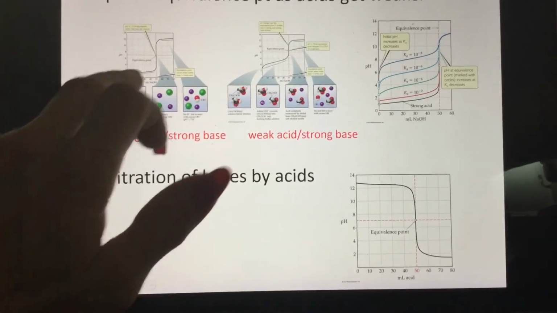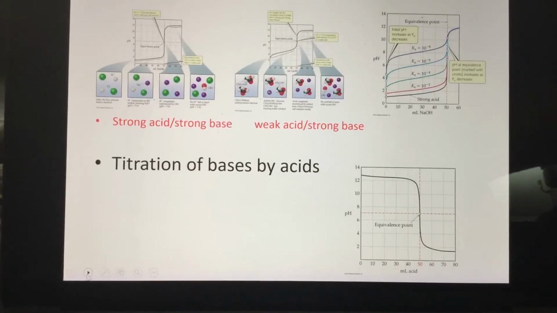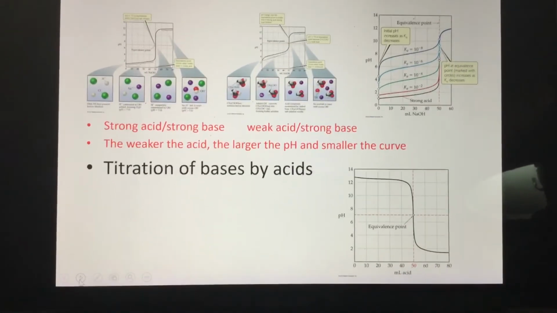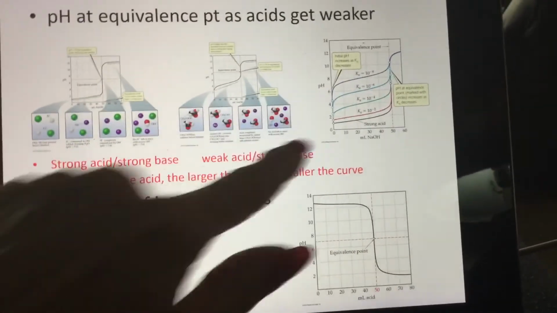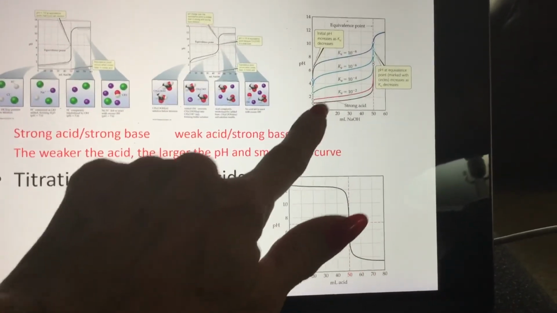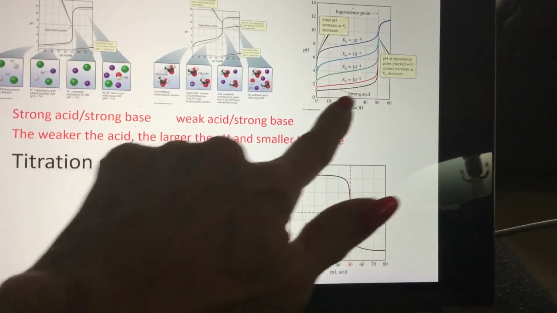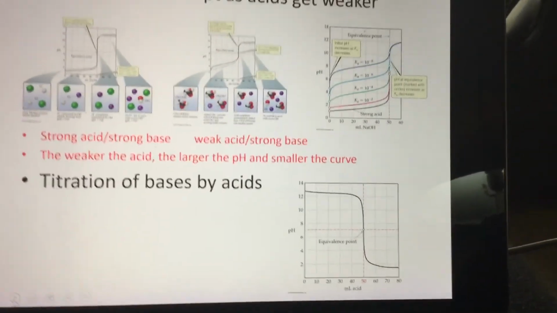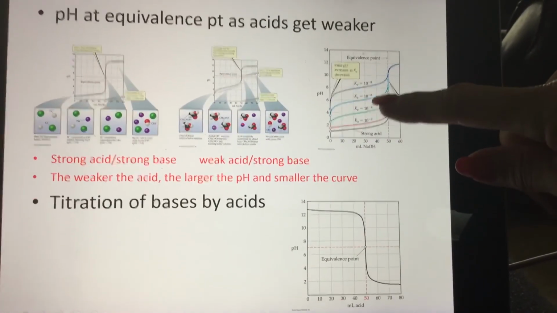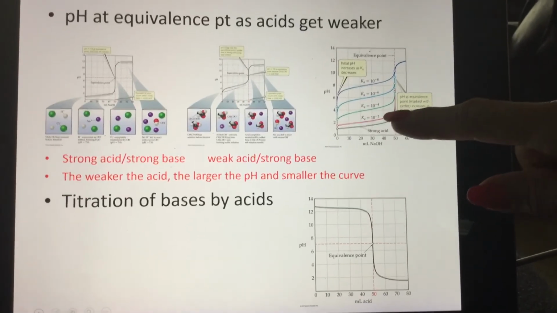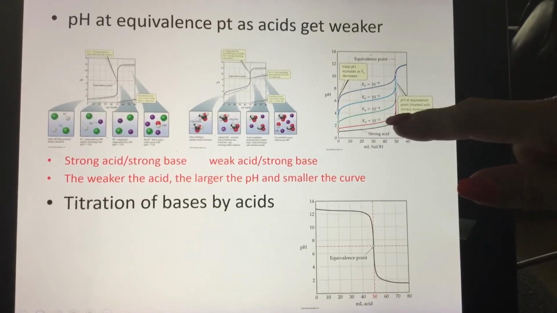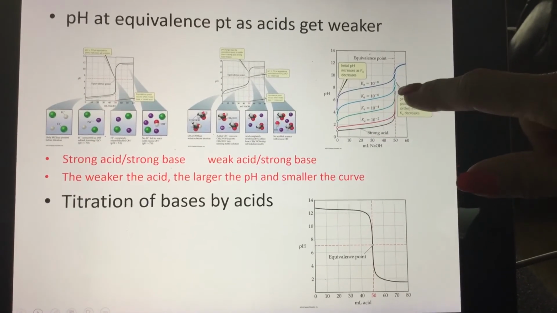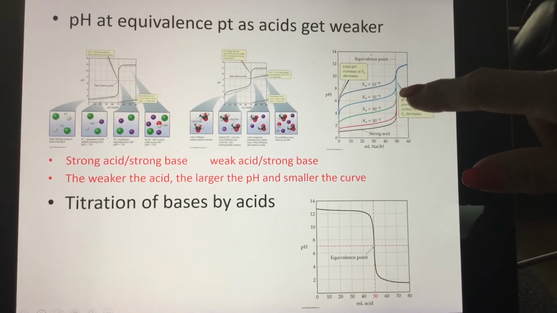So again, strong acid, strong base titration curve, weak acid, strong base. Now, the weaker the acid, the larger the pH and smaller the curve. That's what this chart is showing you. The bottom, black one shows a strong acid, a really steep curve as we titrate it with the strong base. Then with each of these curves, we have a weaker and weaker acid. So here's a weak acid. It's a little bit higher, with a lesser steep slope here. And you can see their equivalence points get higher and higher.